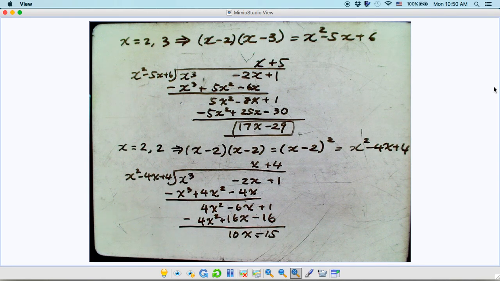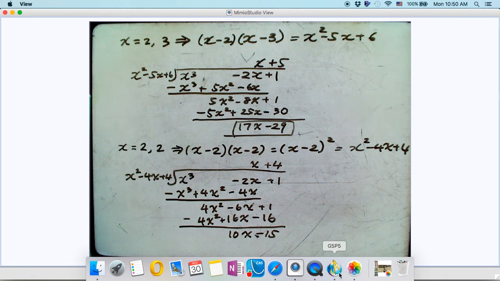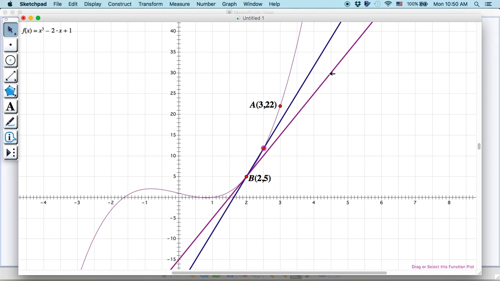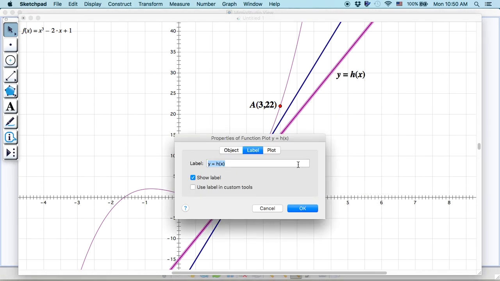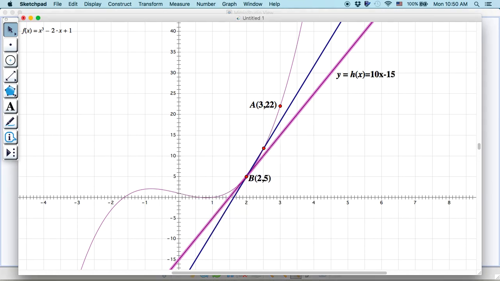So the equation of the tangent line, which is this one, is h of x, y equals h of x, which is 10x minus 15. Okay?